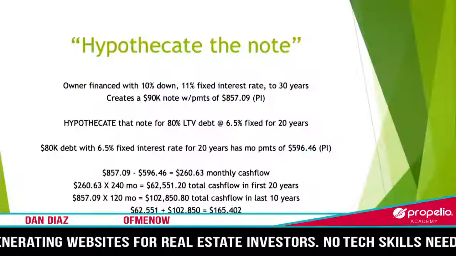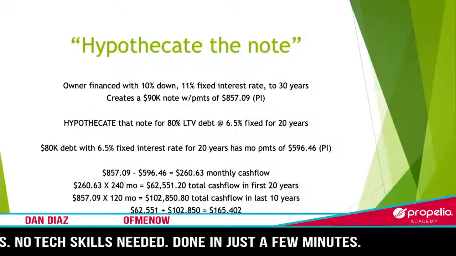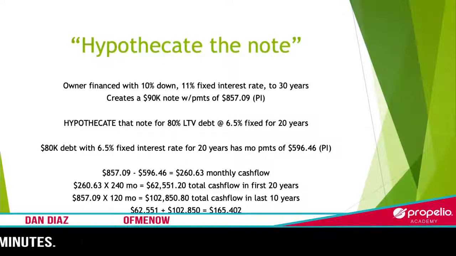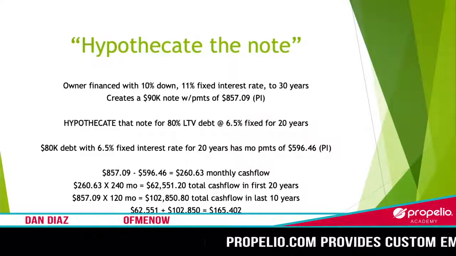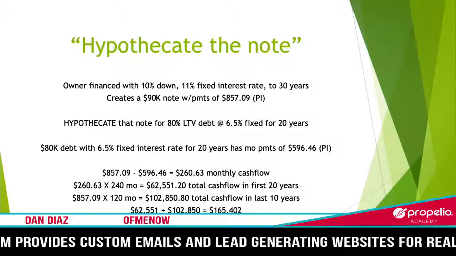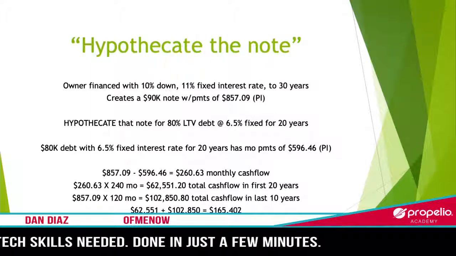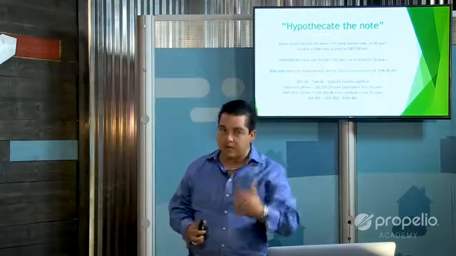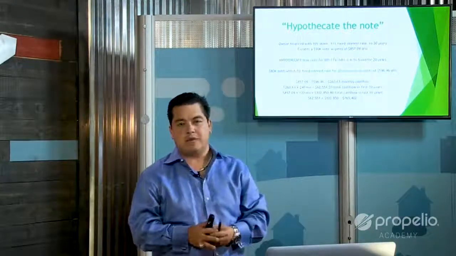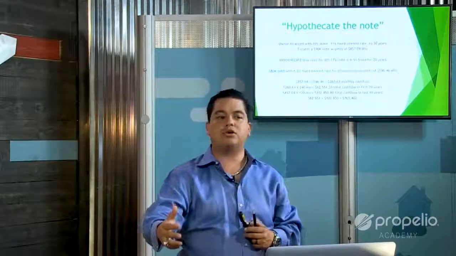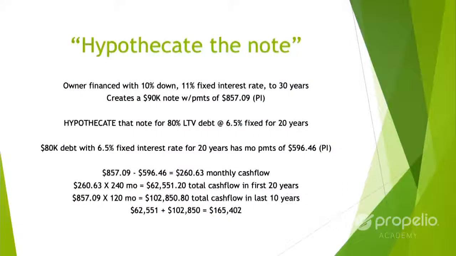So how does the cash flow pay out? Well, you have $857 coming in from your owner finance buyer, and you have a debt of $596.46 going out. That means that you're left with about $260.63 as monthly cash flow. So about $857 are coming in, about $596 are going out, and you're left with a monthly cash flow of $260.63.